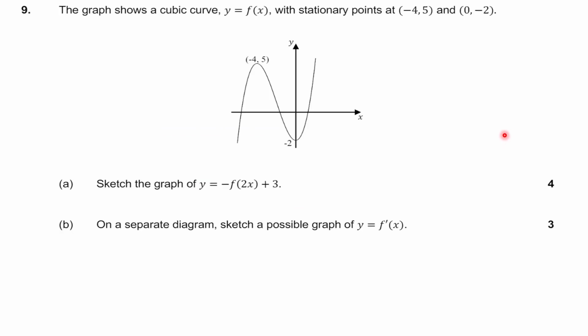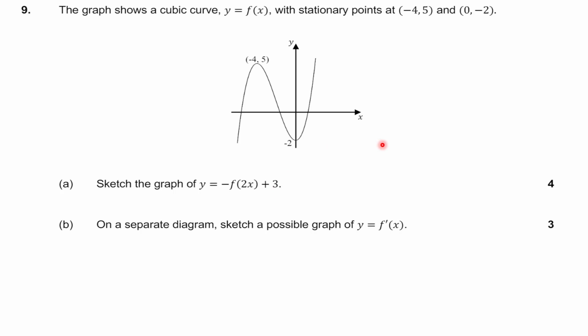Now this question is a cubic. What you have to do is sketch the graph of this. Now, this is a bit tricky because it's transformation of graphs. There's 3 things happening to this f function. We're going to do this to it, which is we're going to multiply the x by 2, then we're going to make it negative, and then we're going to add 3. So let's look at this then.